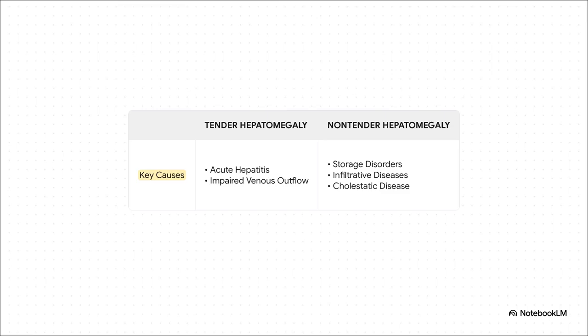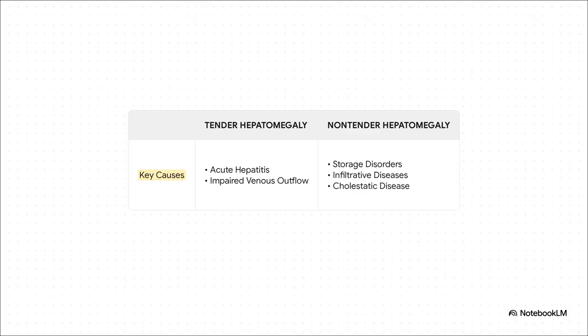This right here is your money slide. Tenderness suggests something acute and angry is going on. Think rapid inflammation or sudden congestion that's stretching the liver capsule and causing pain. On the flip side, no tenderness suggests a chronic and quiet process, something that's been slowly building up or infiltrating over a long time.